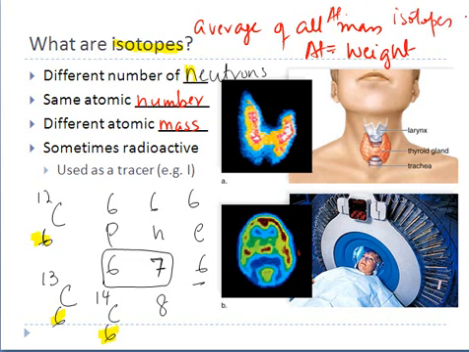So it's a small difference between the terms mass and weight. For simplicity in this class, whenever you see a fraction written on a periodic table, just round it off to a whole number.